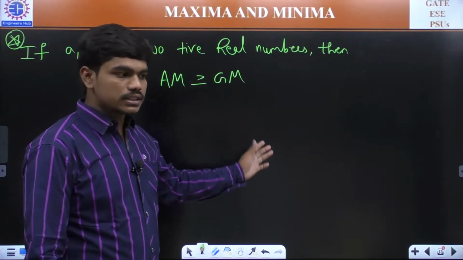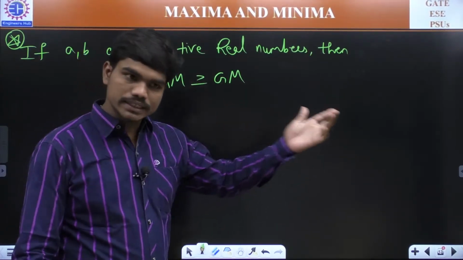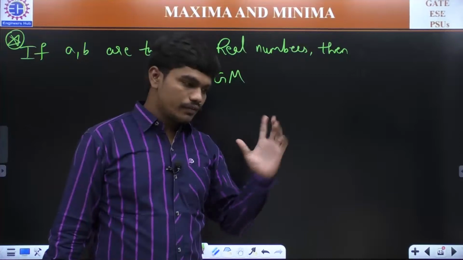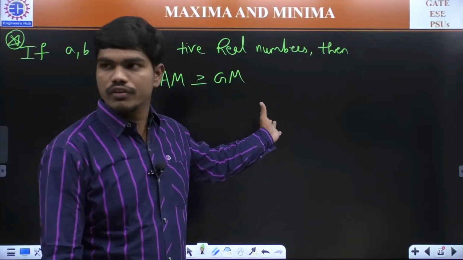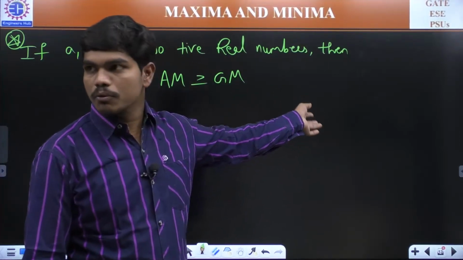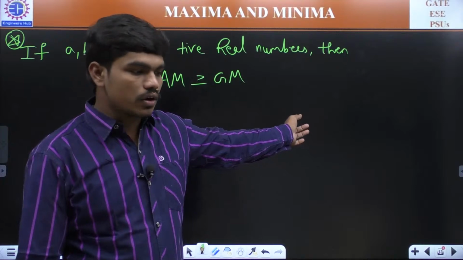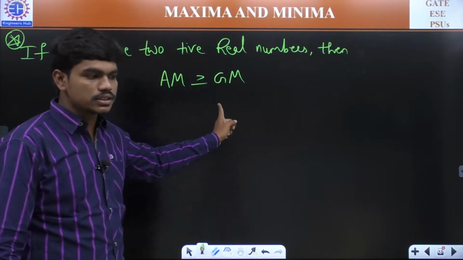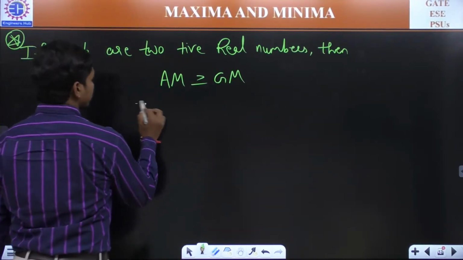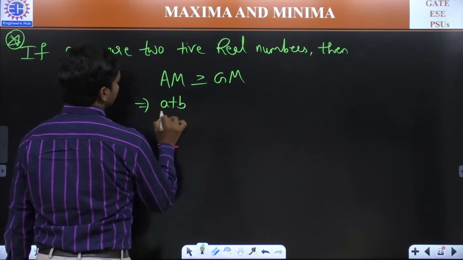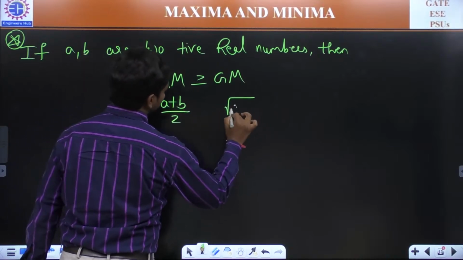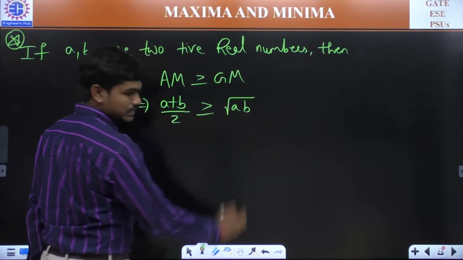I have also proven this AM greater than or equal to GM condition in the basic course. Again, you can go there if you want the proof of this, but I hope many of you know this. Since we are revising, I am going a bit quick. Is that okay to all of you? Do you all know this? And what is arithmetic mean? (a + b)/2. And what is geometric mean? Square root of ab. This will always be greater than this.